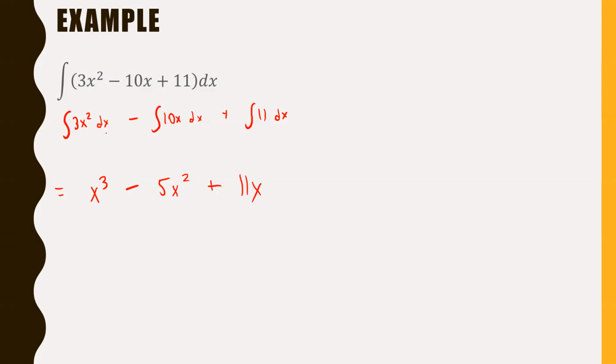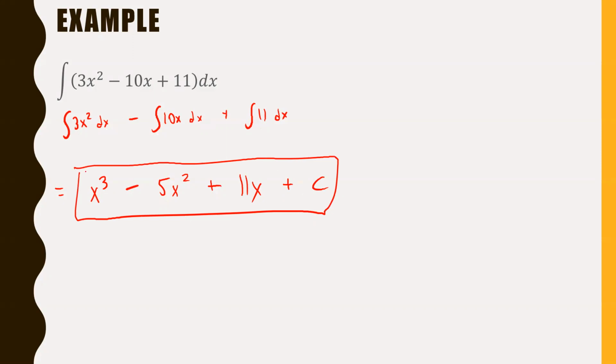Anyway, like I said before, each of these has a plus c. All of those plus c's are going to add together. It's just going to be one big plus c. It's not plus 3c. Don't go crazy on that, because all three of these could have different c values. So we're just going to say plus c as a general constant. Done.